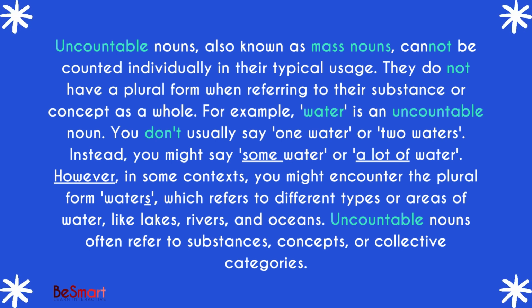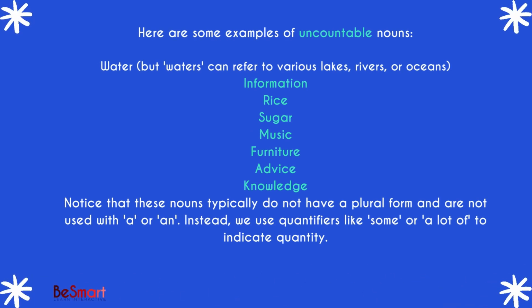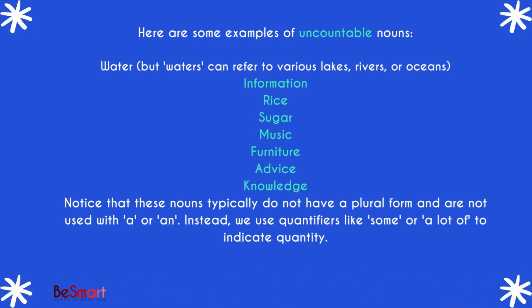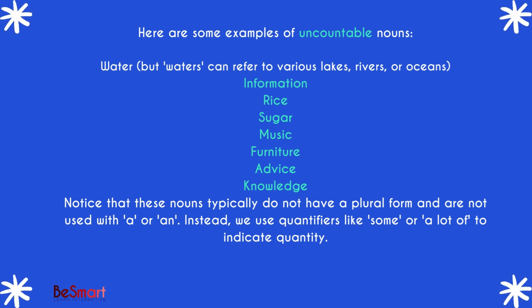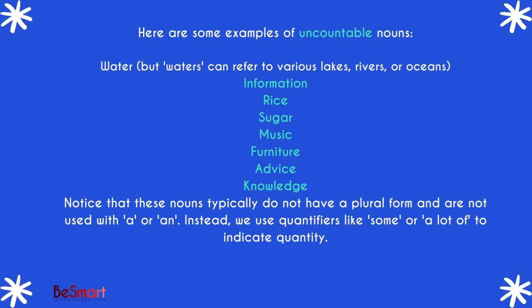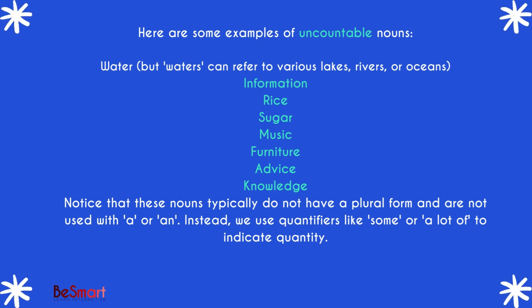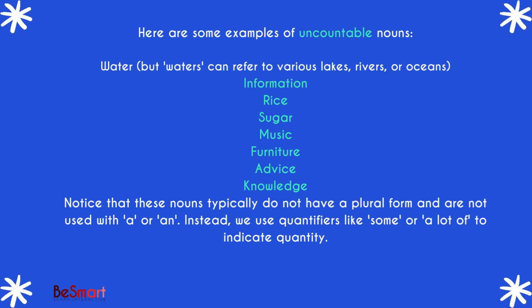Uncountable nouns often refer to substances, concepts, or collective categories. Here are some examples of uncountable nouns. Water, but waters can refer to various lakes, rivers, or oceans. Information, rice, sugar, music, furniture, advice, knowledge. Notice that these nouns typically do not have a plural form and are not used with a or an. Instead, we use quantifiers like some or a lot of to indicate quantity.